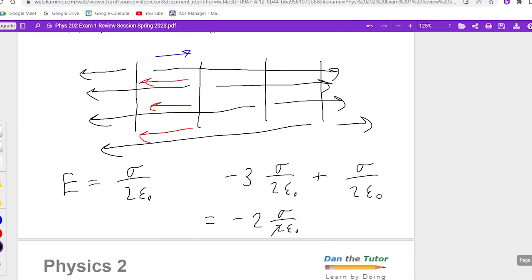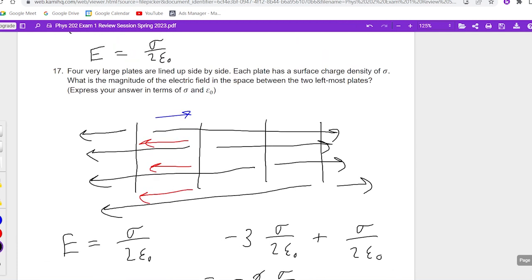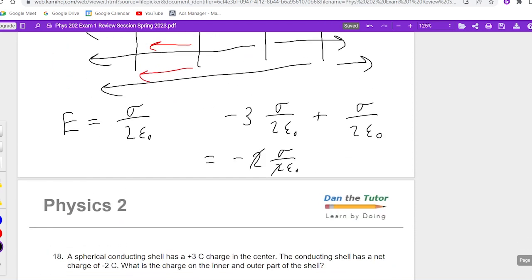The 2's will cancel. And since it asks for the magnitude in the question, always look out for that, by the way. Read the whole question. Magnitude means they don't care if it's negative or positive. They just want the final answer. So I'm going to ignore the negative. And the answer is just sigma over epsilon naught. Isn't that so cool?